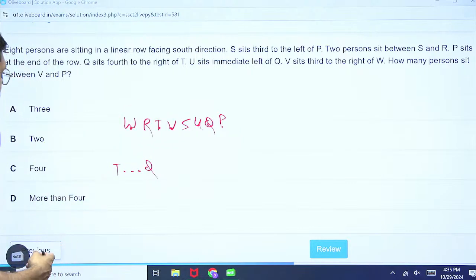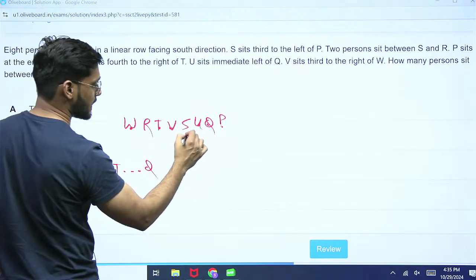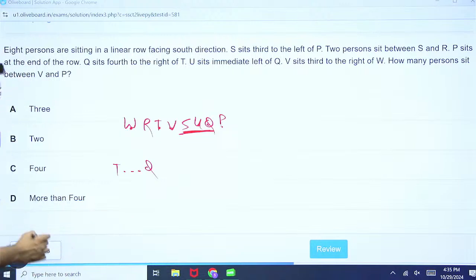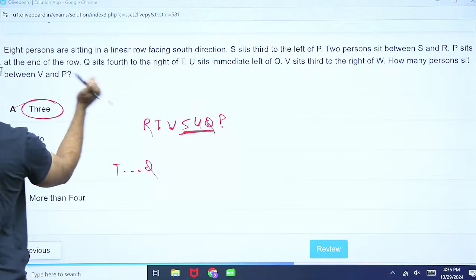How many persons sit between V and P? How many are sitting between V and P? 1, 2, 3. 3 persons are sitting between V and P, and hence the answer is option number A. Okay, let's move on to the next question.